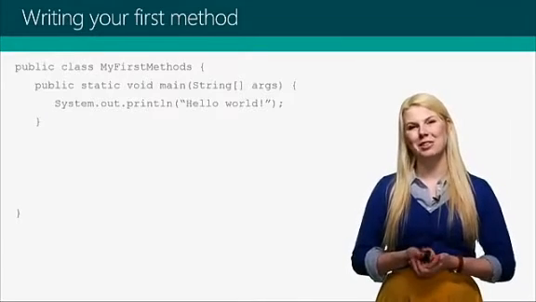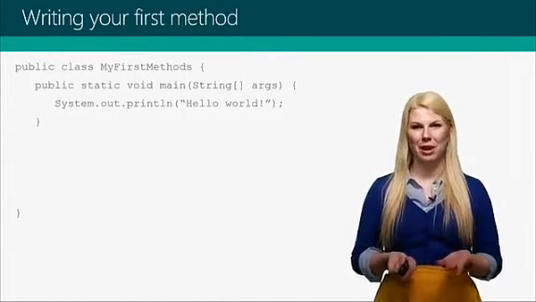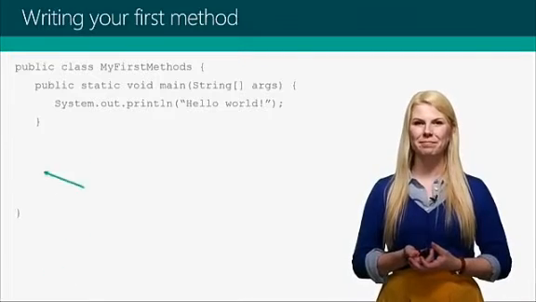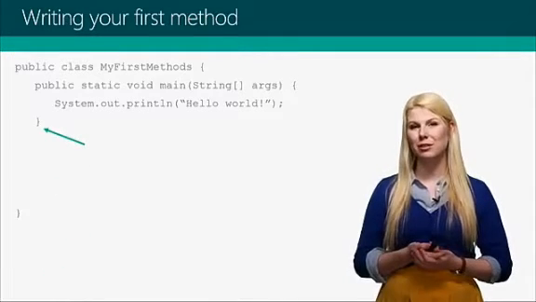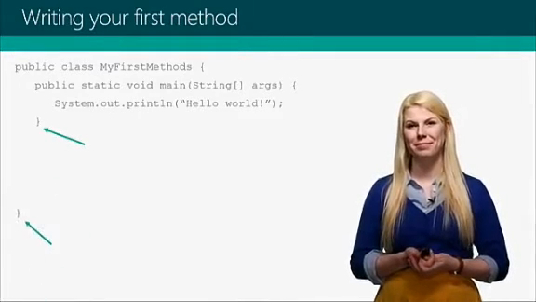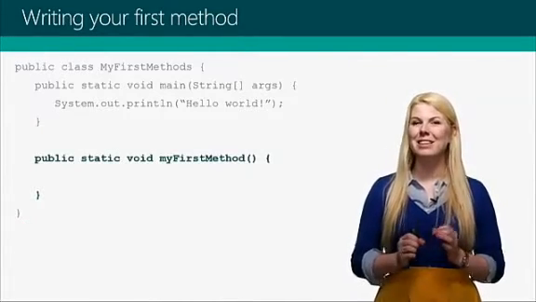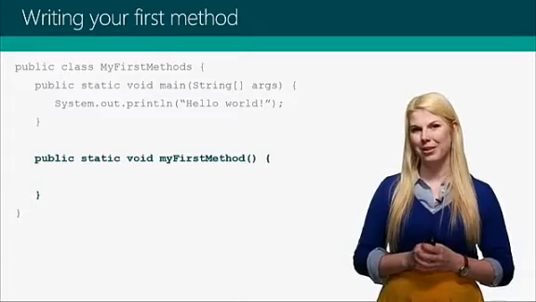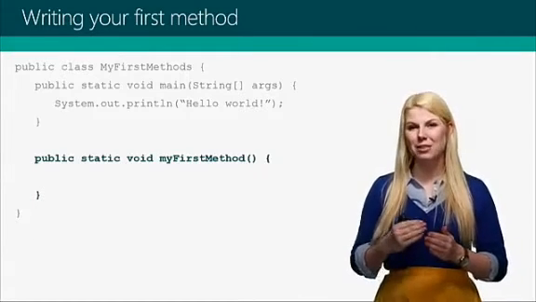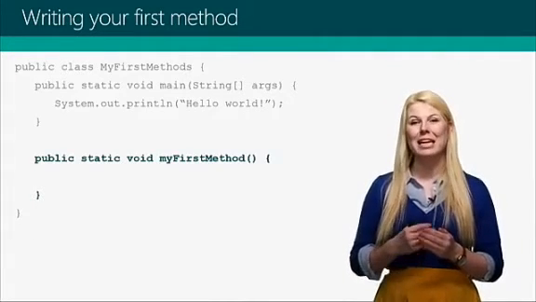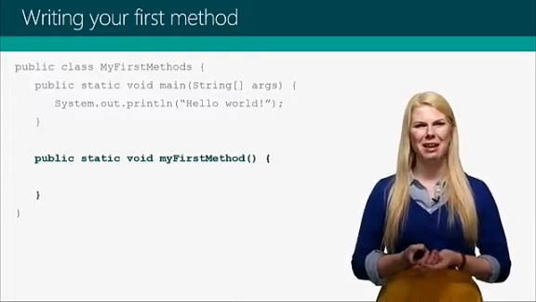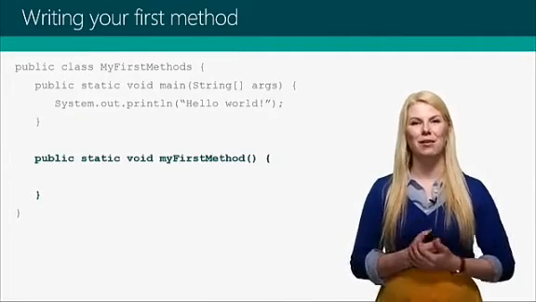Let's take our Hello World example. This is how it works without any other methods. This is the closing curly brace for the main method. This is the closing curly brace for the class. And this is where you're going to put all of your methods. They should be outside of the main method, but inside of the class, making them and the main method essentially on the same level of organization.